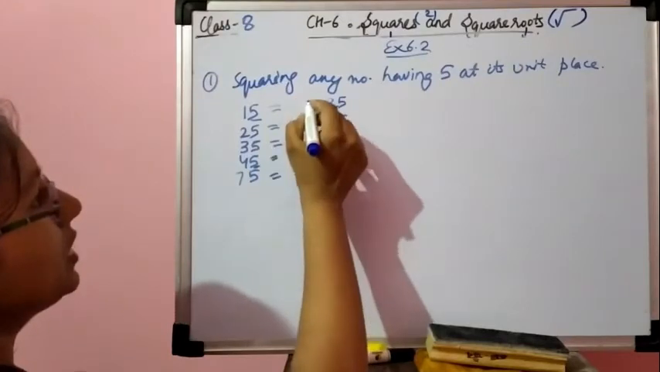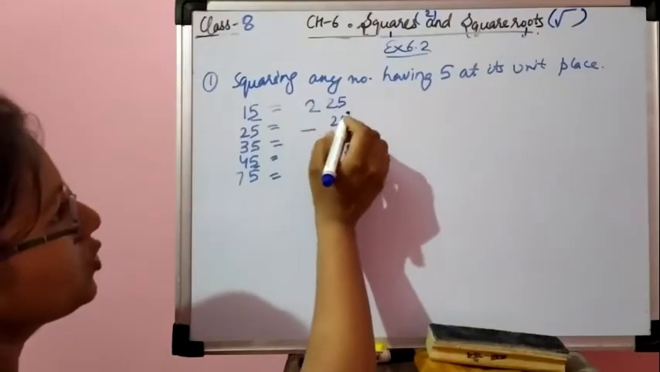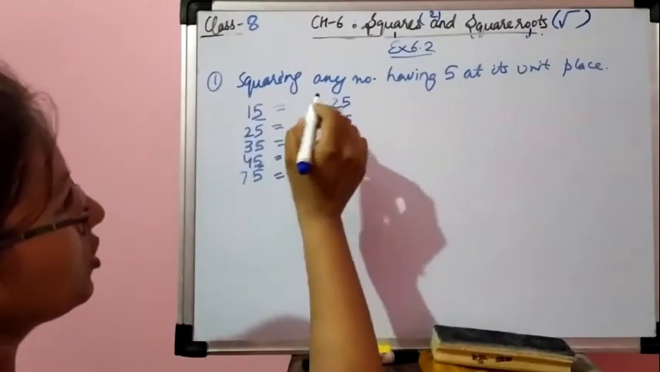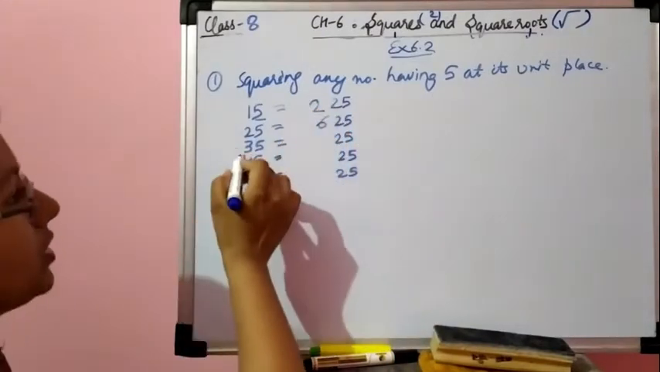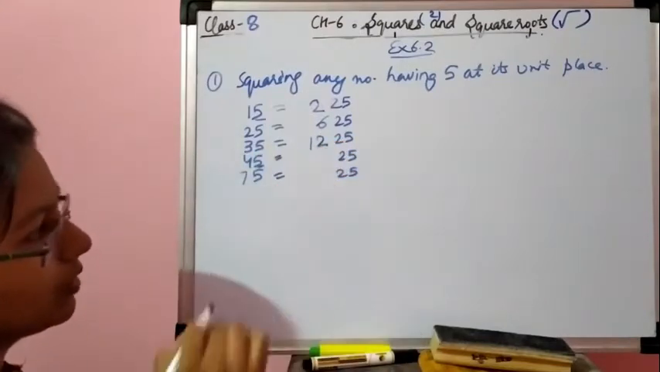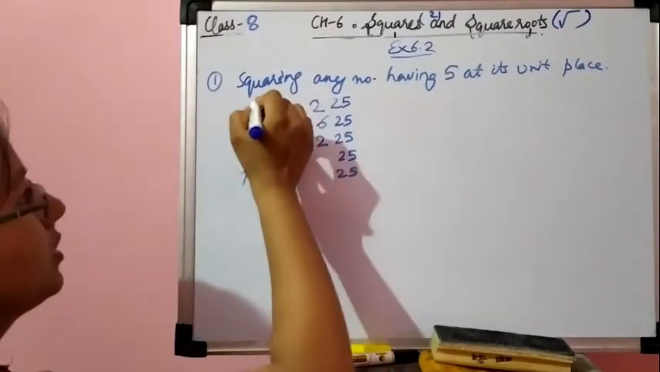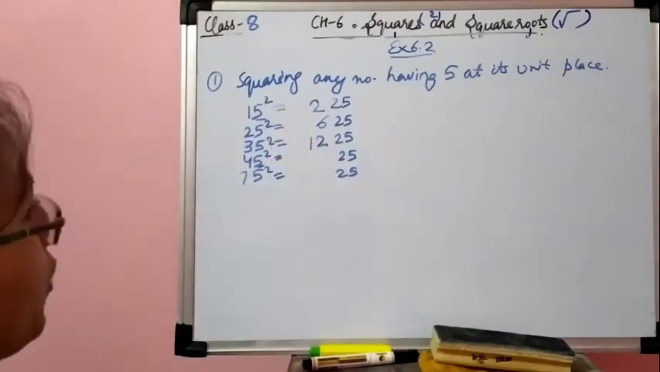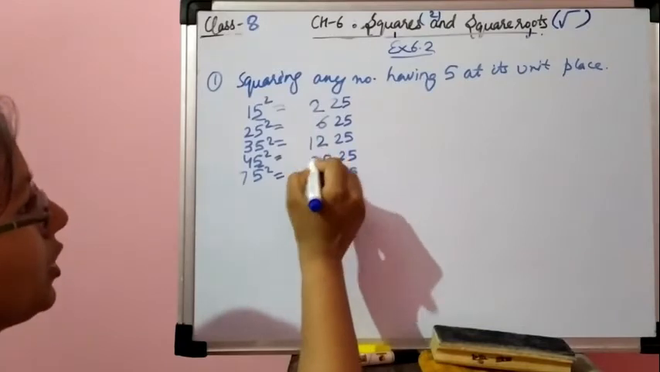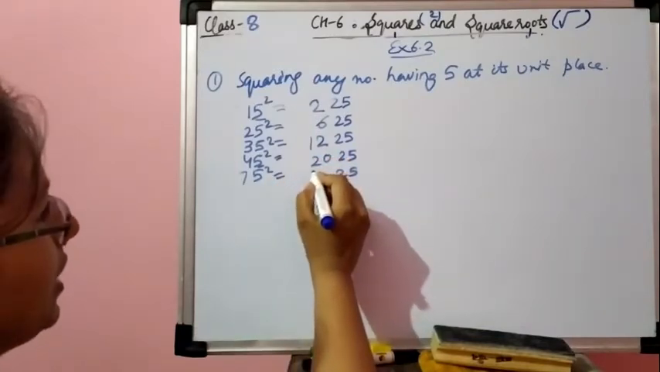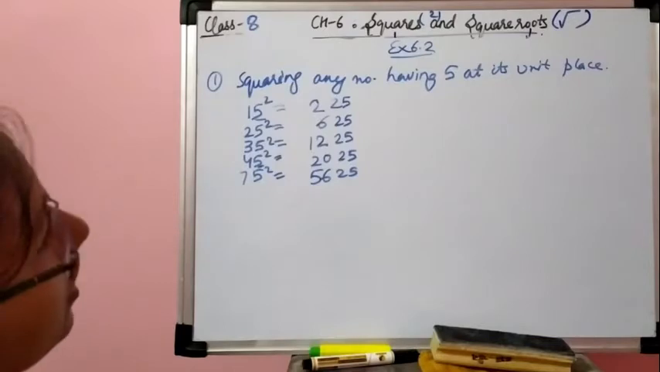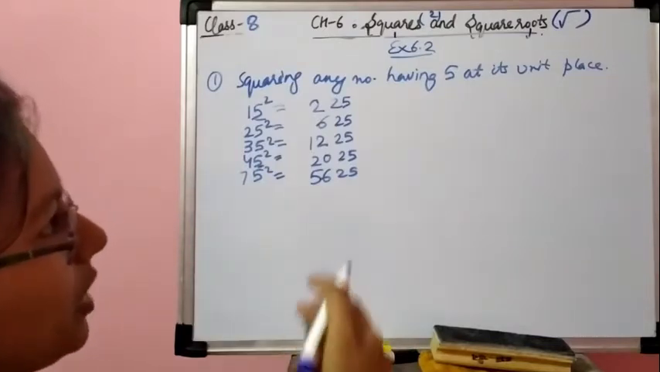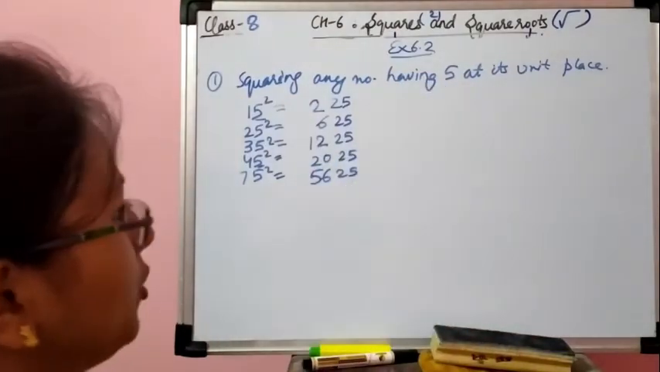So 1 into 2 is 2, so the answer is 225. Now 2 into 3 is 6, so the answer is 625. 3 into 4 is 12, so 1225. What we are doing is squaring all these numbers. This is the result of squaring. 4 5s are 20, 7 8s are 56. So this is one way to square any number which has 5 at its unit place.